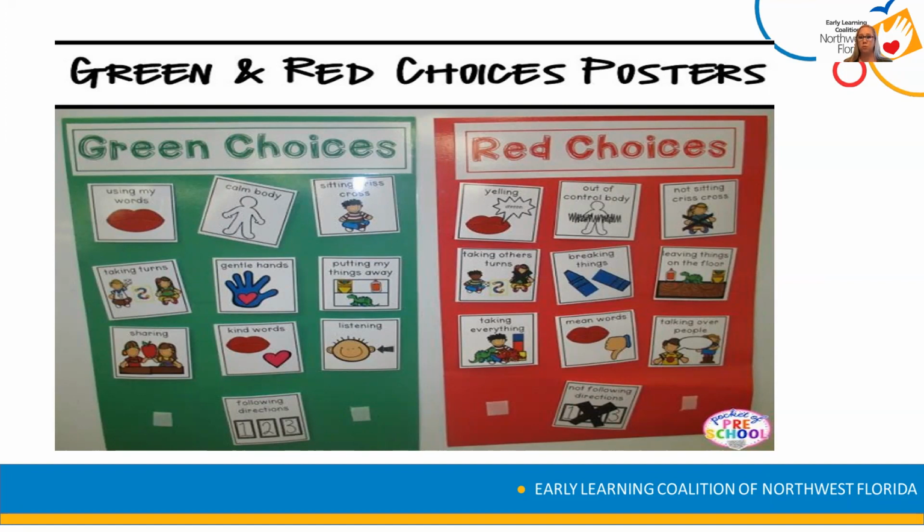Basically, your classroom rules, do's, and don'ts. The green choices mean go. You're making a great choice. Keep it up. Red choice obviously means stop. We don't do that. It hurts others, or it causes a disruption, or you're going to hurt yourself.